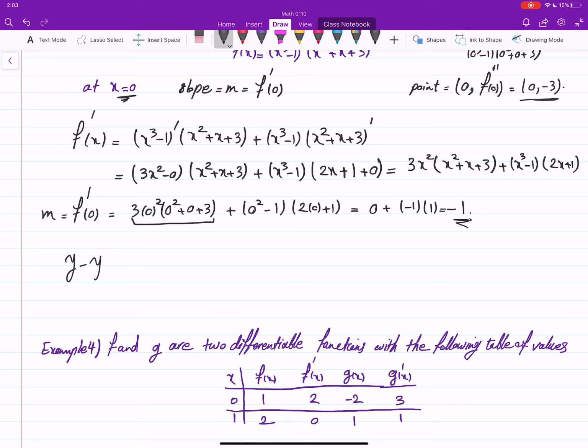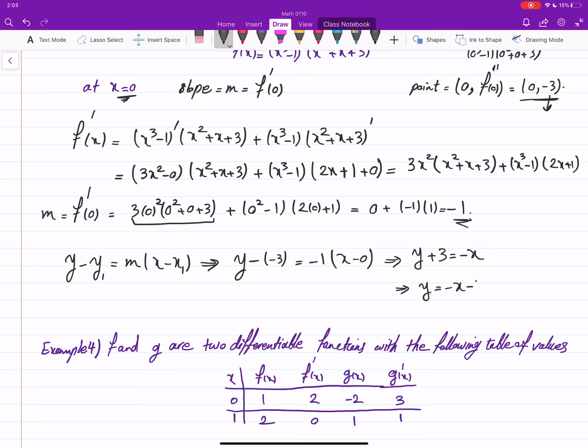Y minus y1 is equal to m times x minus x1. Y minus y1 is y plus 3, equals m, which is negative 1, times x minus 0. So we have y plus 3 equals minus x. Well, just write the general or the standard form of the equation. So this is an equation for the tangent line at that point.